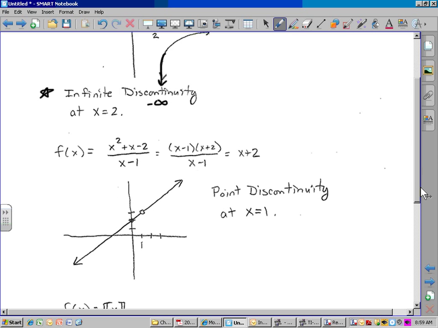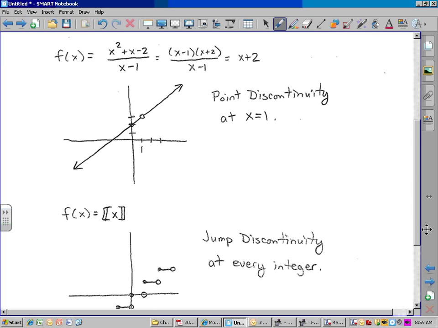Okay, let's take a look at this next one. Now the original function is x squared plus x minus 2 all over x minus 1. The top can be factored. But before we even look at the factor, what's not going to work down here on the bottom? 1. 1's not going to work. 1 minus 1 gives us a 0. So that's where we're going to have the issue, at x equals 1.